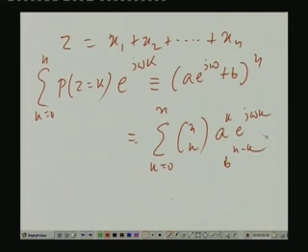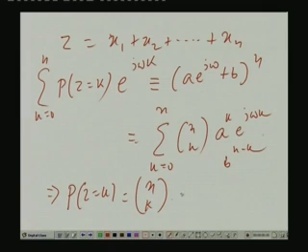So, you can just equate the terms from both sides. This will give rise to probability of z equal to k is nothing but nCk a to the power k b to the power n minus k. This is the formula for the Bernoulli distribution. We earlier derived it directly, but you see for the characteristic function approach also we get the same result.